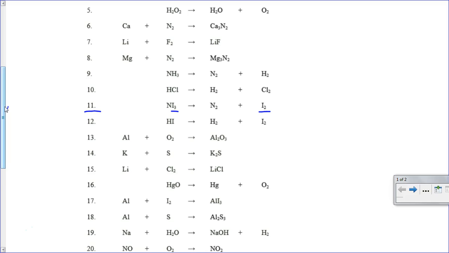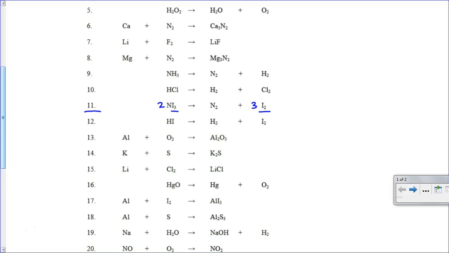And what ends up happening is you need to do something which is called a 3-2 switcheroo, which is just a fancy, or silly, name for switching the coefficients and the subscripts so that you come up with the same common multiple. In this case, for the NI3, there's a subscript of 3, so I'm going to write a 2 up front. And that means there's 6 iodines there. For I2, there's a subscript of 2, so I'm going to write a 3 up front. And that makes it so that there are 6 iodines in that one as well.